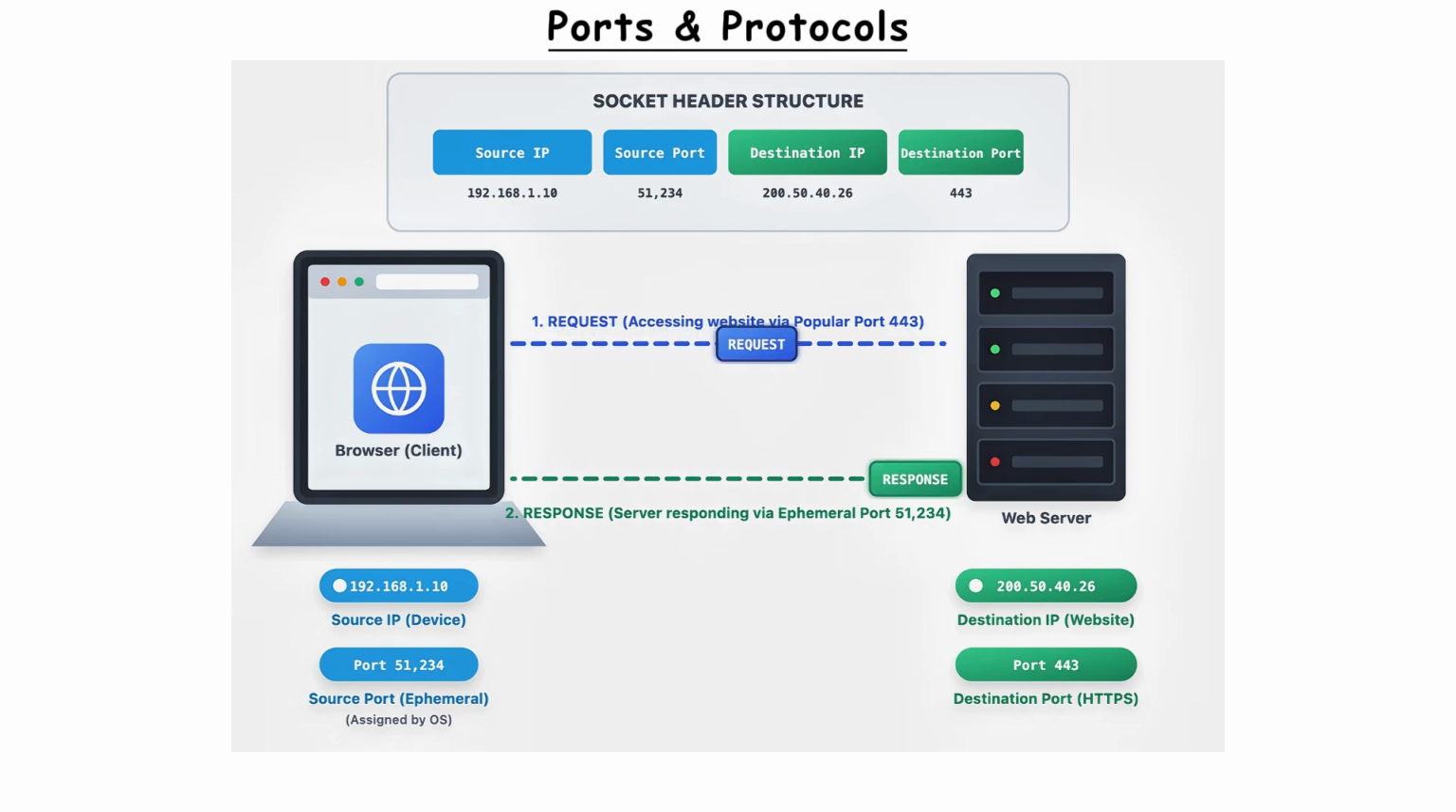So assuming the website we are browsing is being hosted on this IP address, say 200.50.40.26, that is going to be the destination IP, and then the source IP would obviously be the IP address of our device. And the destination port in this case would be port 443, which is mostly configured for HTTPS communications. And then the source port will now be an ephemeral port which the operating system has assigned to that specific application or service we are running at the time.